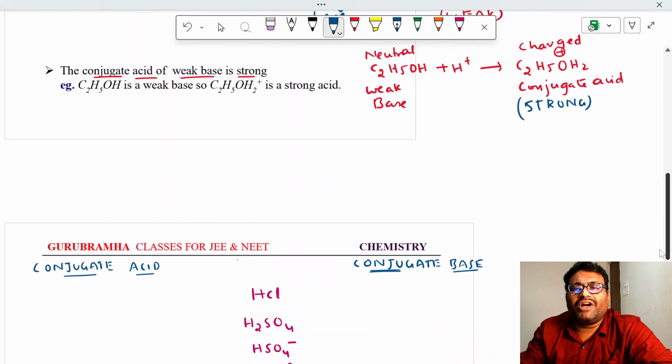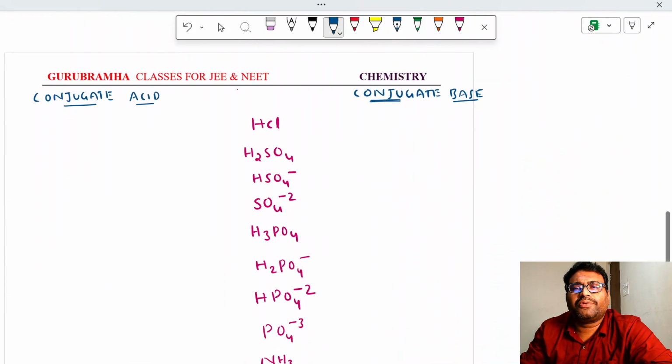So what is the summary of the conjugate acid base pair? Among the conjugate acid base pair, if one is strong, the other will be weak. That's it, simple thing. Right? So here you are given some substances and you are asked to find the conjugate base and conjugate acid for them.